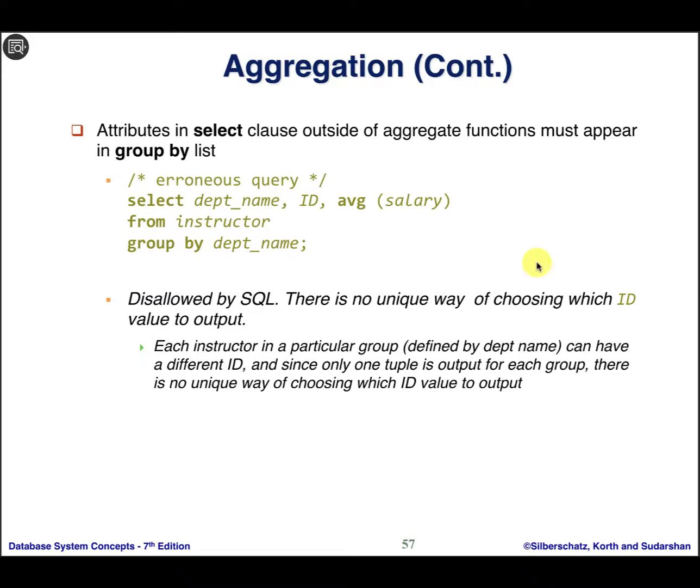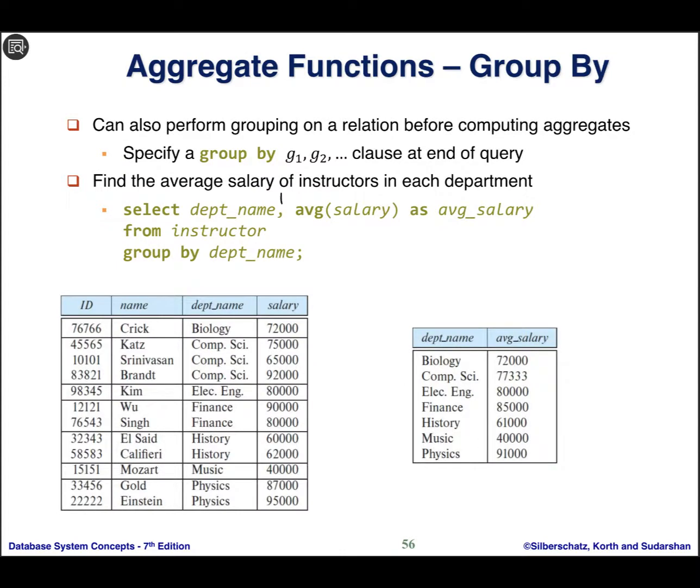Okay? I will go over this last slide, then after that I'm going to stop and go with the short tutorial. So what if you have this command? It says select department name, ID, average salary from the instructor, group by the department name. I just added the ID here. You divide your data based on each department. Then now you need to compute the average salary.